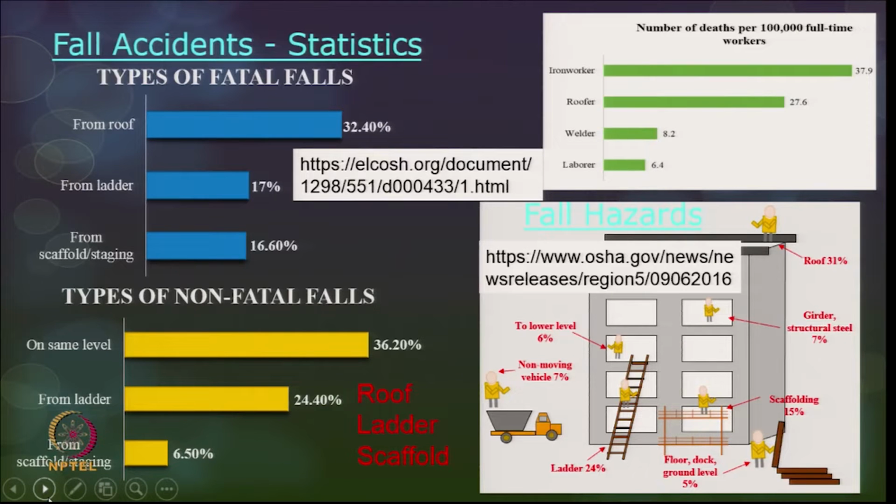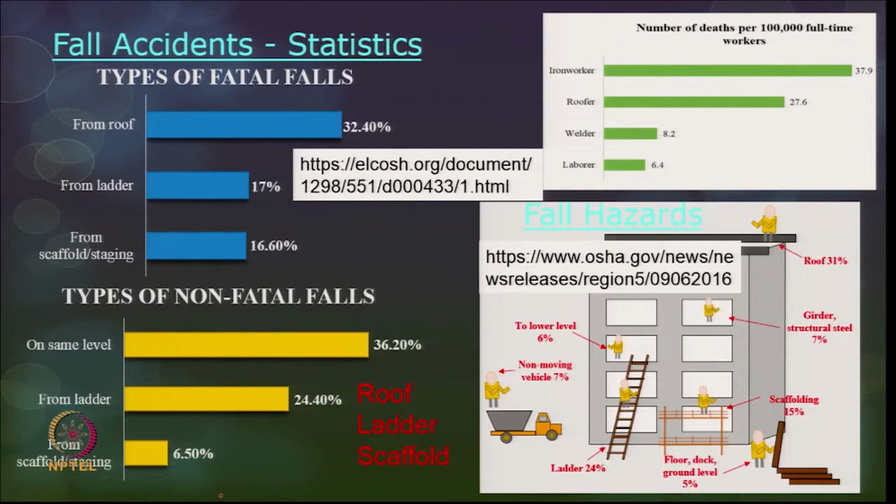And who are the workers who have been affected by the fatal falls? Iron worker, roofer, welder, laborer and so on. The list is quite long; quite a number of people are really affected because of fall hazards.